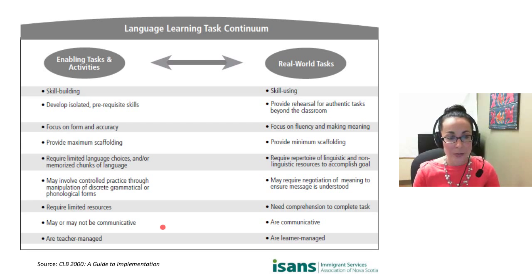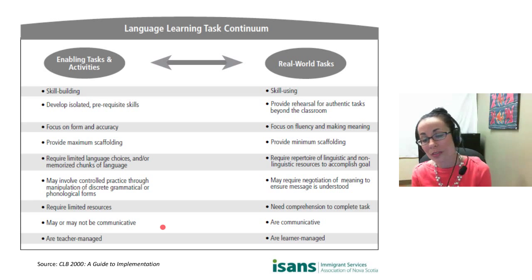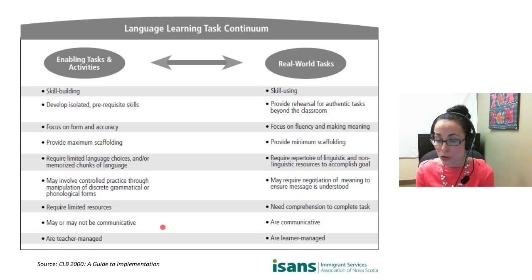Okay. Enabling tasks, often in my classroom, are very communicative, but they don't have to be communicative. Whereas when we're moving into the real world and authentic tasks, they're communicative, for sure. Enabling tasks and activities, you're able to manage them as the instructor, whereas when you move into the real world, it's like giving them the driver's seat, the wheel. So the learners manage those tasks themselves.